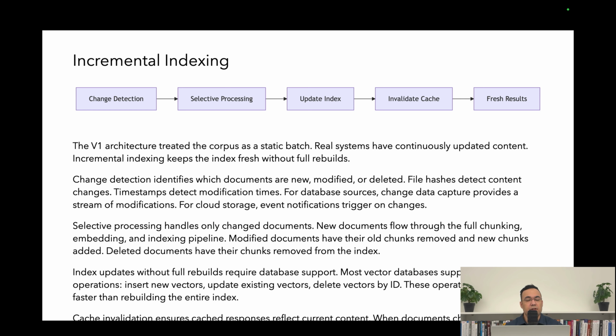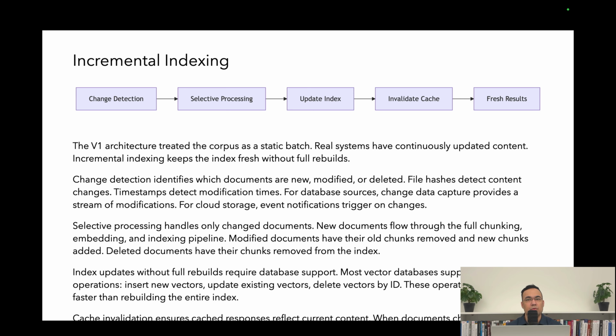Change detection identifies which documents are new, modified, or deleted. File hashes detect the content changes. Timestamps detect the modification times. For database sources, change data capture provides a stream of modifications. Selective processing handles only changed documents. New documents flow through the full pipeline. Modified documents have old chunks removed and new chunks added. Deleted documents have chunks removed.